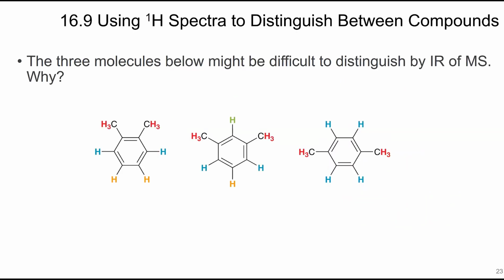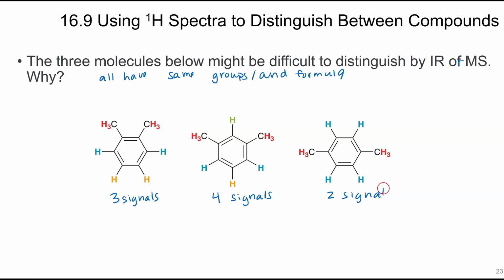If you had to take an IR of each of these, they would be difficult to distinguish by IR or MS, and that's because they would all have the same functional groups and formula. But we can use NMR to do that with protons. So this one would give 3 signals. You can see the different colors there. This one gives 4 signals. That one gives 2 signals. So proton NMR is going to give us a lot more information here.